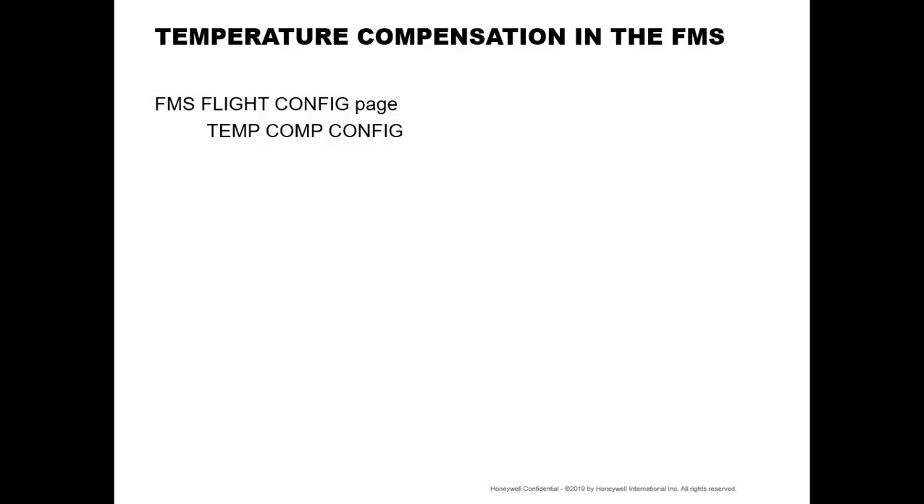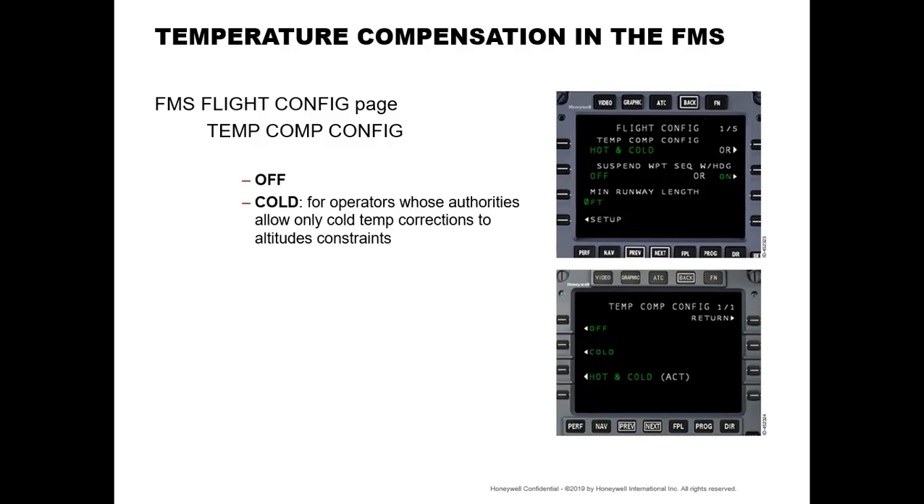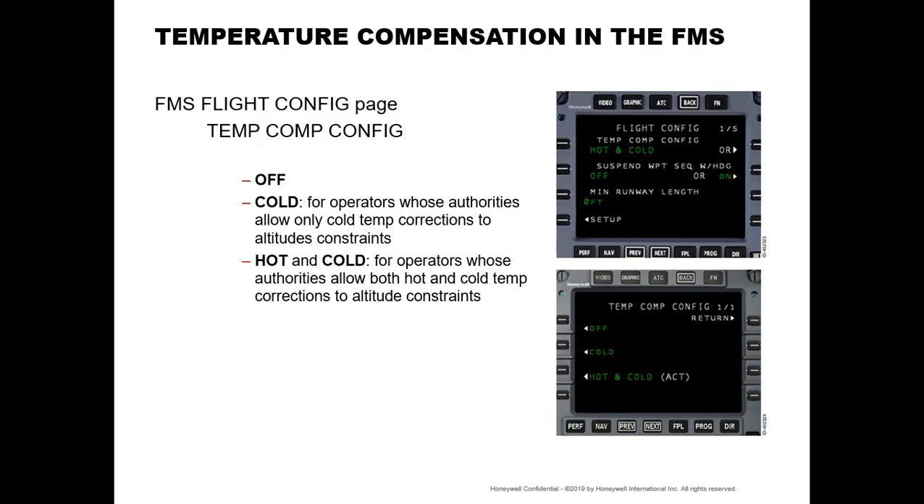From the Flight Config page, you can view the current temperature compensation settings as well as access the Temp Config page to select from one of 3 temperature compensation settings. Selecting the Temp Comp Config page allows the pilot to toggle between settings: Off to disable the function, Cold for cold temperature compensation only, Hot and Cold for compensating both hot and cold temperatures.